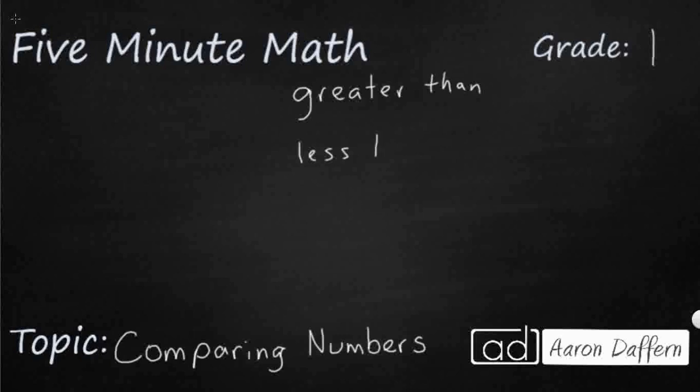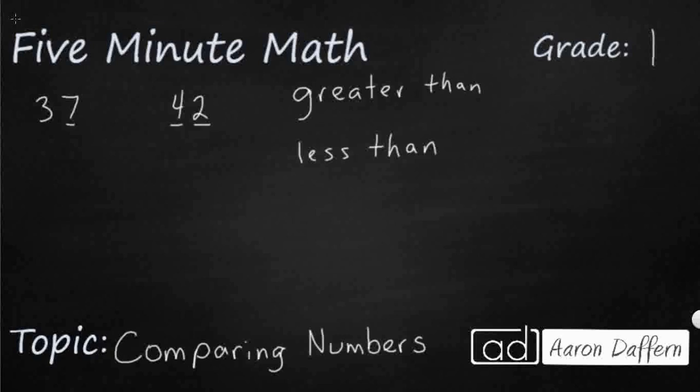And so one thing we can do when we see two numbers is we can look to see which one is bigger or which one is smaller. And so let's look at an example, and we'll see how we can do this. So we've got 37 and we've got 42. How do we know which one is bigger and which one is smaller? Well, we need to look at the place value.